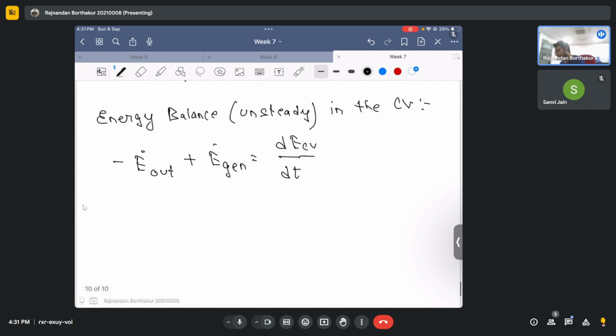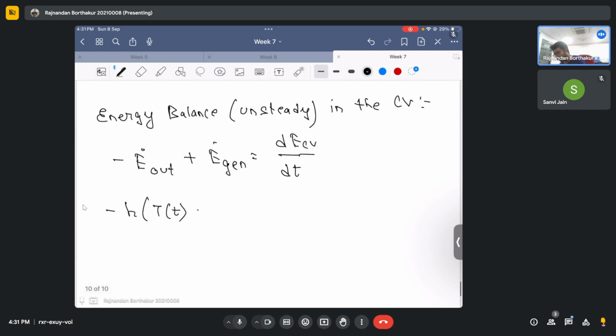Okay, so the energy that is going out is nothing but minus h times the temperature. This temperature will now be a function of time, because as I said from the graph, we are now in the unsteady zone, and this would be T minus T infinity, multiplied by L square, of course, plus the energy that is generated, which is nothing but the volumetric heat generation rate multiplied by its volume, which basically becomes q dot L square W.